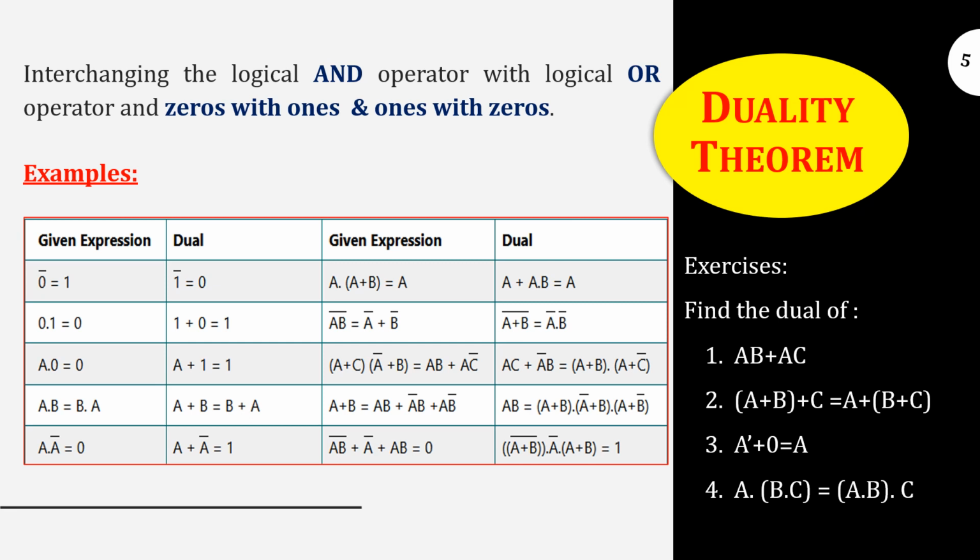Similarly, for the given expression A · (A + B) = A, its dual is A + (A · B) = A. Then for the expression (AB) the whole bar = A bar + B bar, its dual is (A + B) the whole bar = A bar · B bar. So in AB bar, the dot operator is changed to the plus operator. So we'll get (A + B) the whole bar.